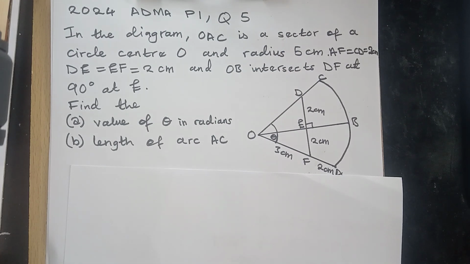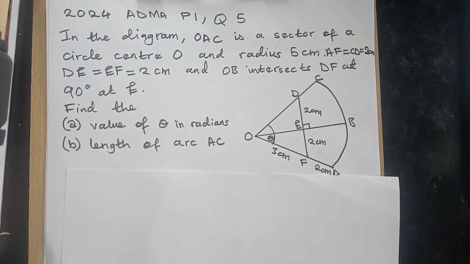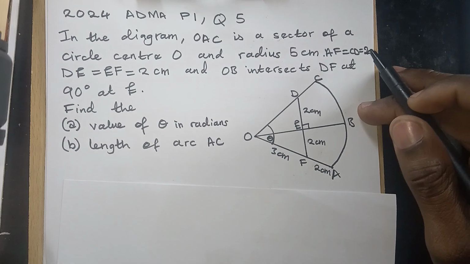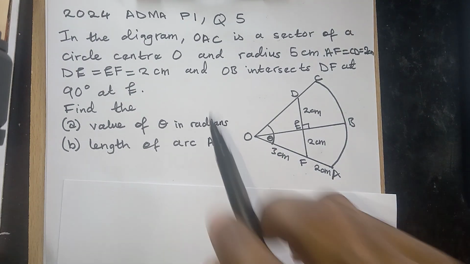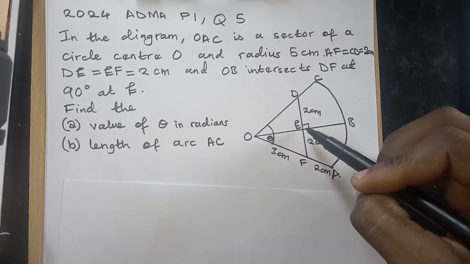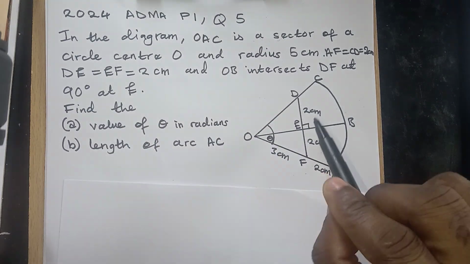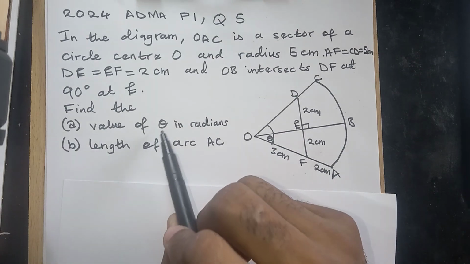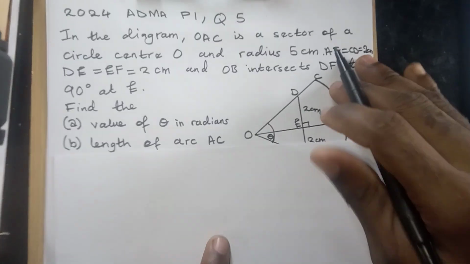OAC is a sector of a circle, center O and radius 5 centimeters. AF is equal to CD, which is equal to 2 centimeters. DE is equal to EF, which is equal to 2 centimeters as well. Actually, one of them should be 3. Oh no, it's okay. And OB intersects DF at E at 90 degrees. Find the value of theta in radians.